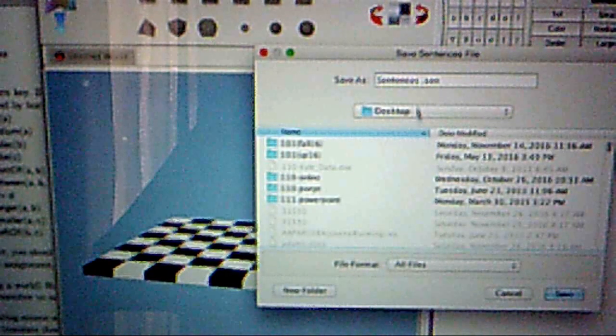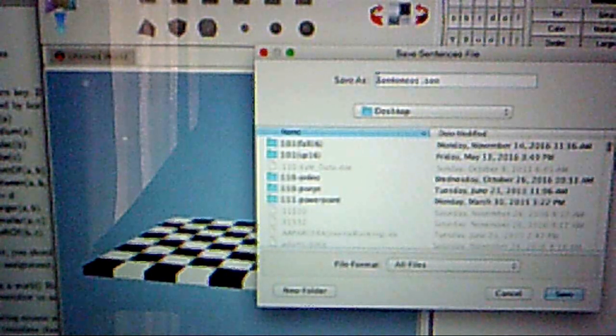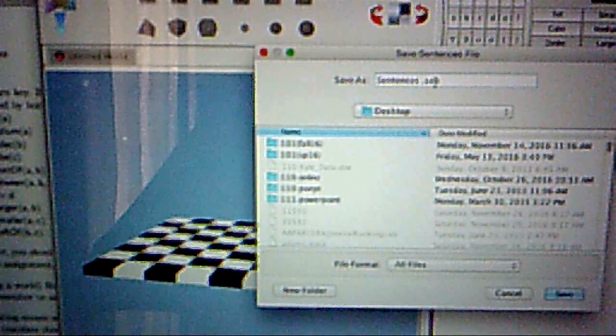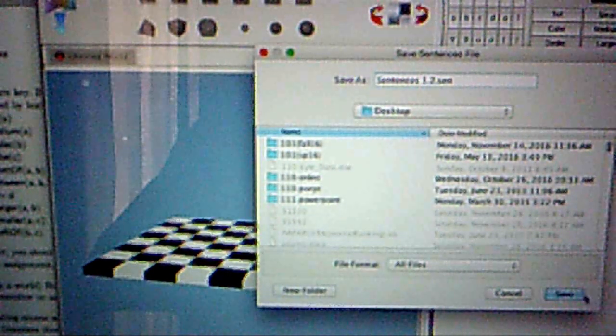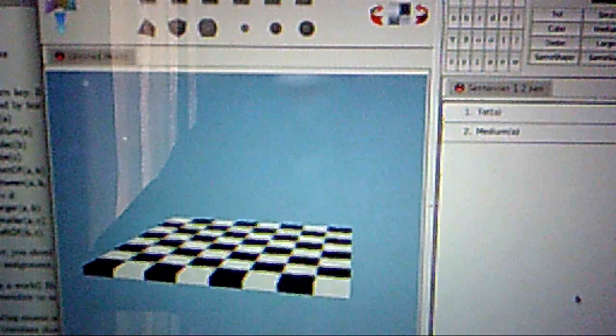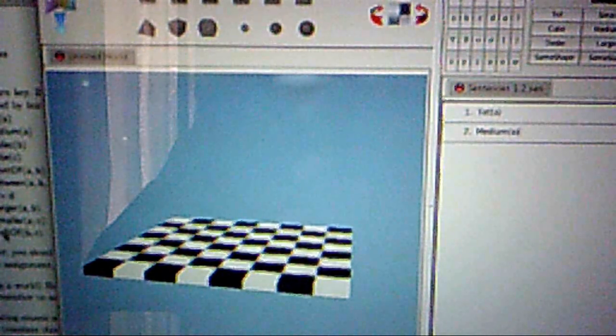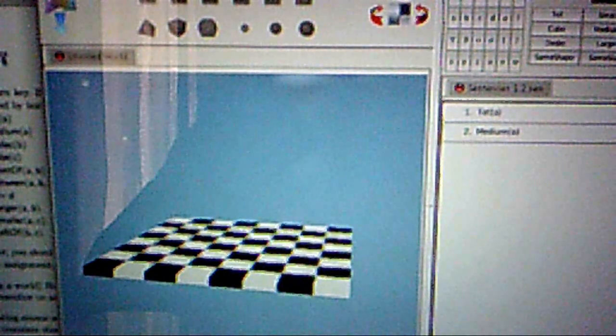And where do you save it? Besides where, what do you call it? You call it sentences, and then it's named always after the file that you're working on. In this case, it's 1.2. So you save it, saving as, sentences 1.2. After you enter all 10 sentences, you're good. Now, the next one, 1.3, is a little bit more complex.